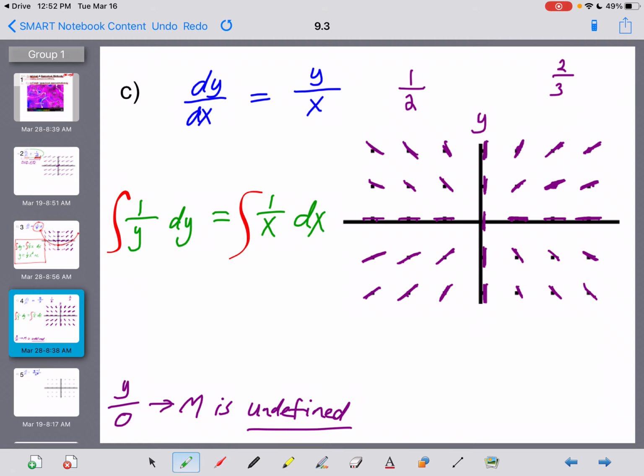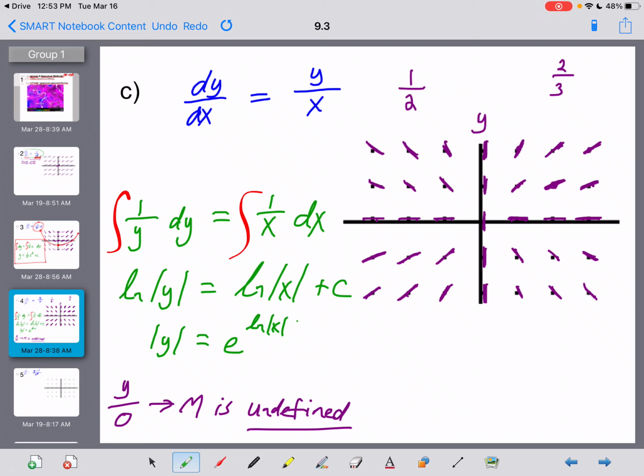This is going to be interesting. Natural log of the absolute value of y would equal natural log of the absolute value of x plus c. We'd get rid of the natural log by exponentiating both sides. Let me slow down right there, cowboy. So the absolute value of y would equal e to this whole power, e to the natural log of the absolute value of x plus c, which equals, to put it another way, e to the natural log of the absolute value of x multiplied by e to the c.